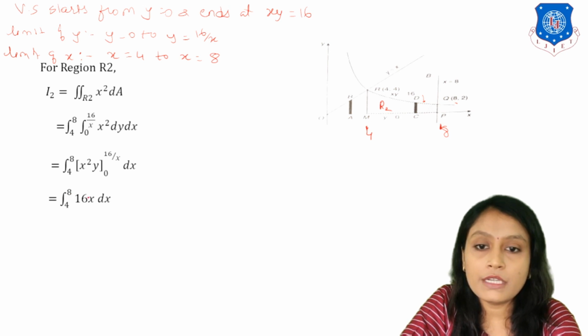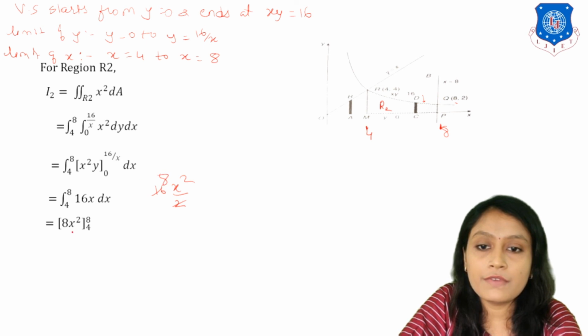Now again we have to integrate with respect to x, so you will get answer as 8x square. So this 16 as it is, integration of x is x square by 2. Okay, so here we have 8x square. The limits are 4 to 8, right? Substitute the limit and simplify, so you will get answer as 384. Okay, so this is the answer of I2, that is integration over a region R2.